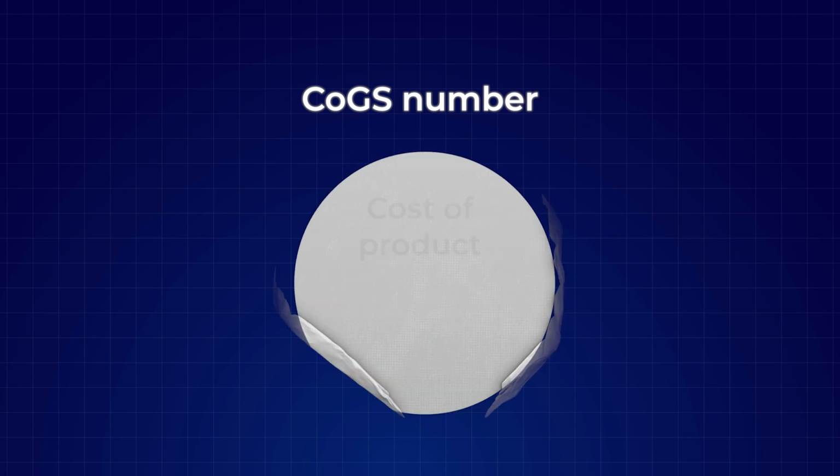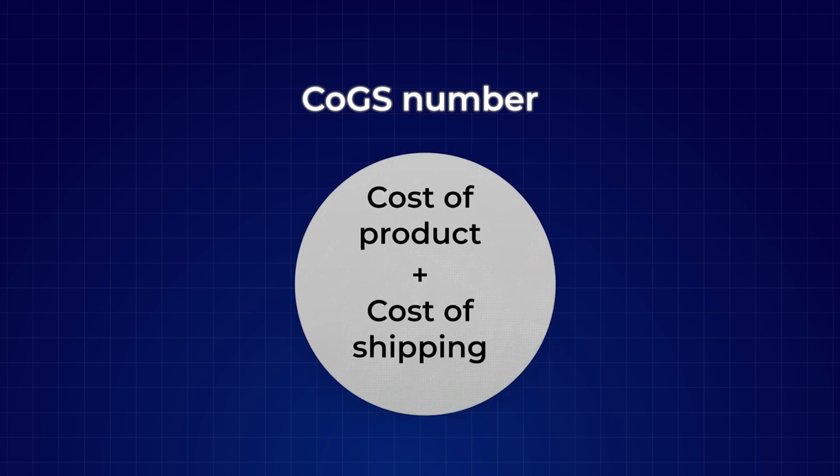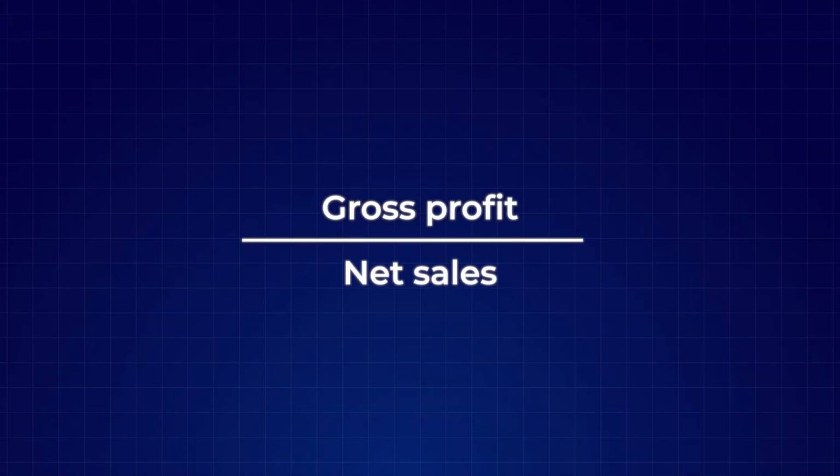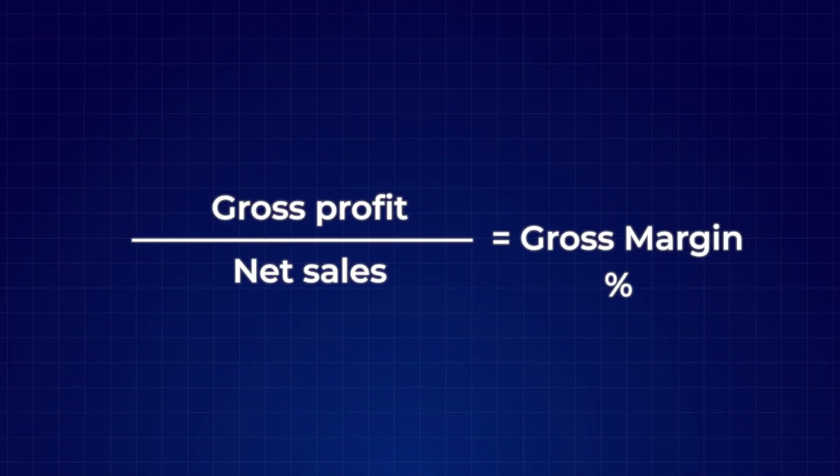Calculating your COGS number accurately isn't always super straightforward, but that's a little bit outside the scope of this video, so we'll just assume we have a clean number to work with. So your COGS number will include the cost of your product as well as the cost of shipping that good to the customer. Now, when you deduct your COGS from your net sales, that gives you your gross profit. Your gross profit is how many dollars of profit was left over from selling a product. And then your gross profit divided by your net sales is your gross margin, expressed as a percentage.